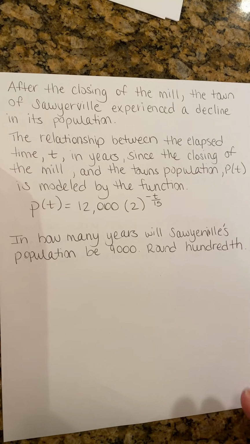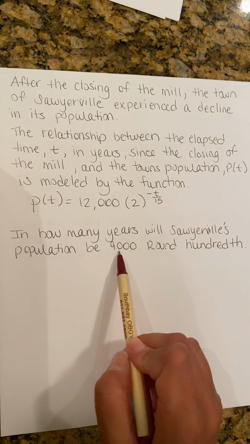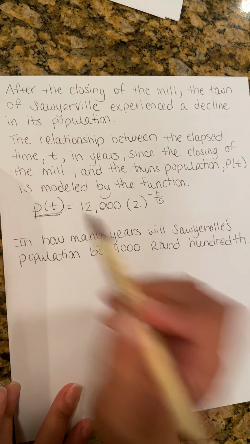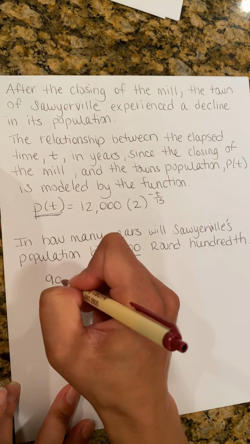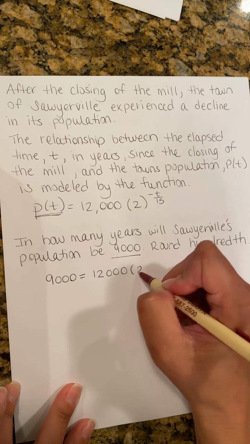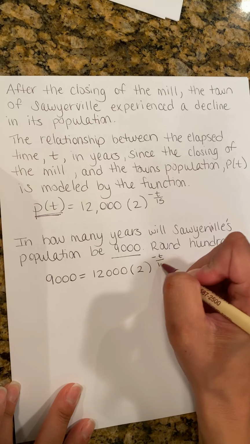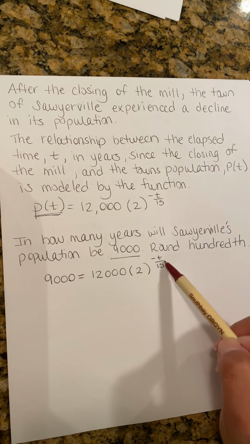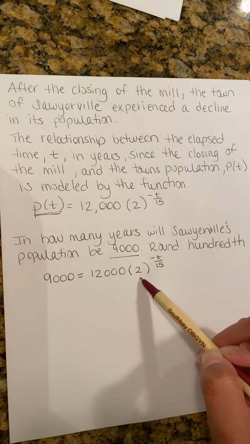So it says, in how many years will Sawyerville's population be 9,000? So remember, the population is this P of T. So that means 9,000 is going to go on the left-hand side. And then we have 12,000 times 2 raised to the negative T over 15. Okay. Our exponent is a variable. So we are going to have to turn this into a log. We cannot do that yet though, because our base is not by itself. Now, the exponent here, the only base is the 2.